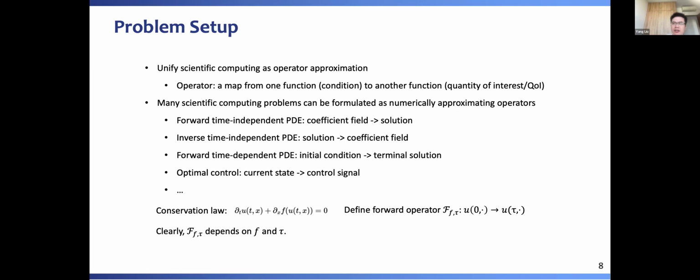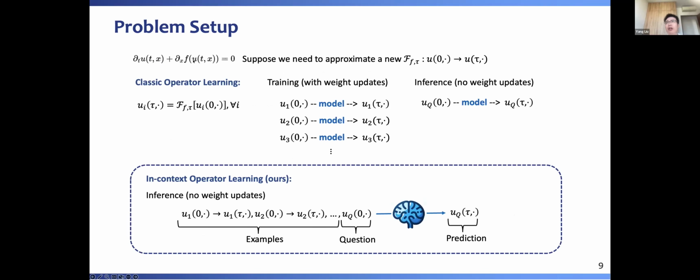In particular, let's say this conservation law. This is the equation, and we can define the operator that maps the initial condition to some time later. This operator depends on the flux f here and the time gap tau here. Suppose we need to approximate a new operator.